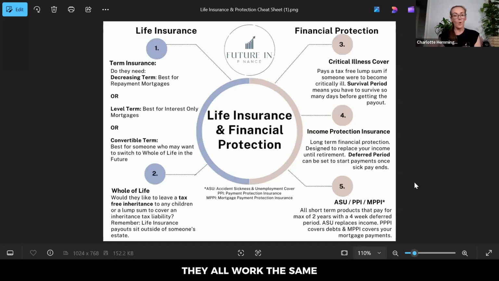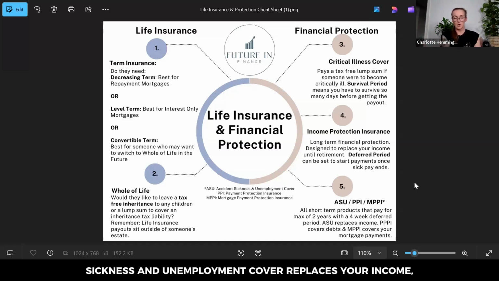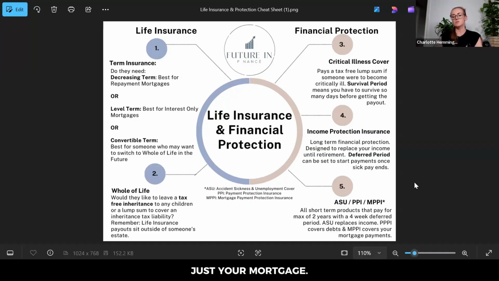They all work the same in the sense that they pay out for 2 years and they have a 4-week deferred period. The difference is what they pay is slightly different. So accident, sickness, and unemployment cover replaces your income. Payment protection insurance pays your debts, and mortgage payment protection insurance pays just your mortgage. Remember that runs in costing as well.